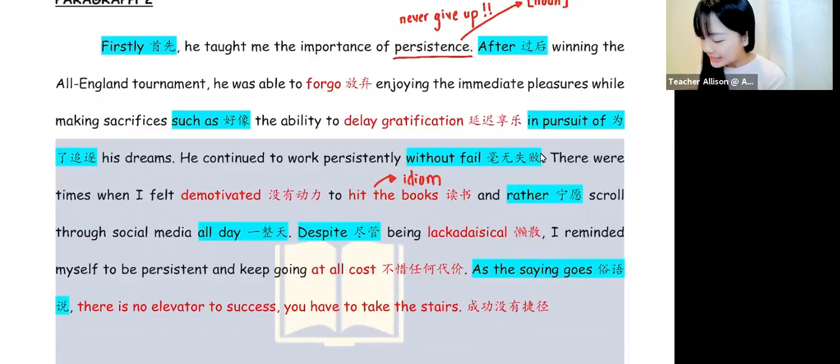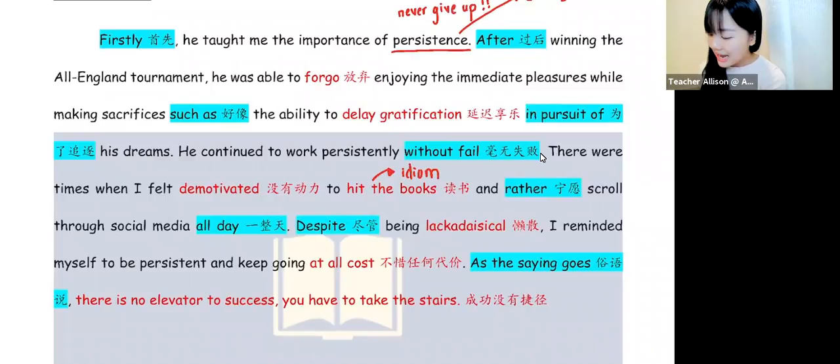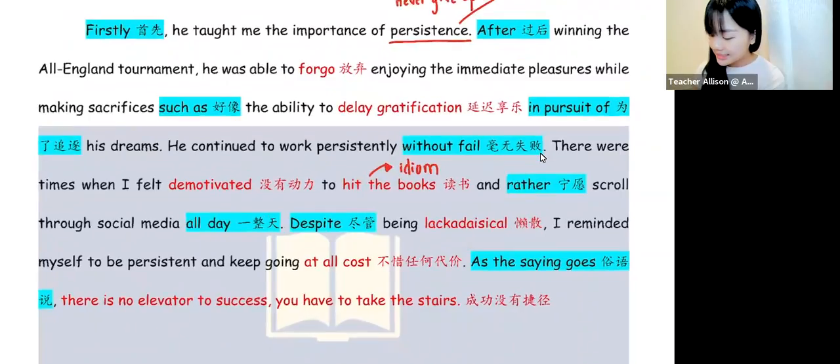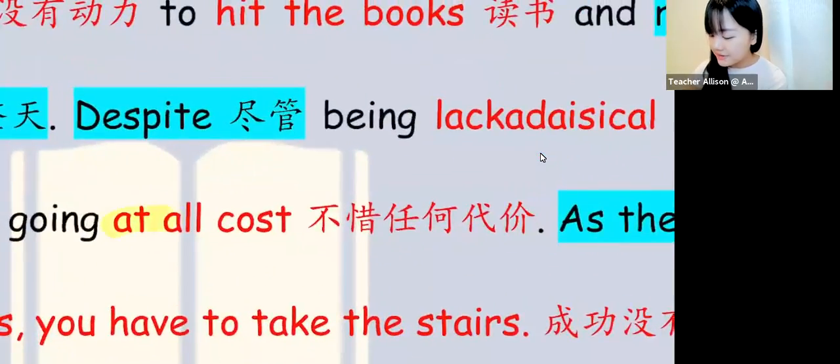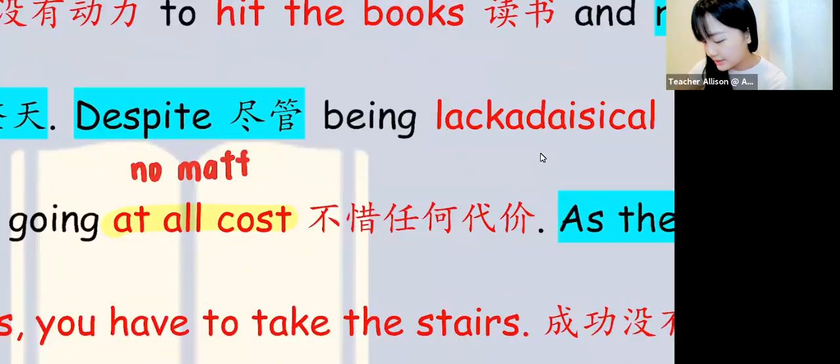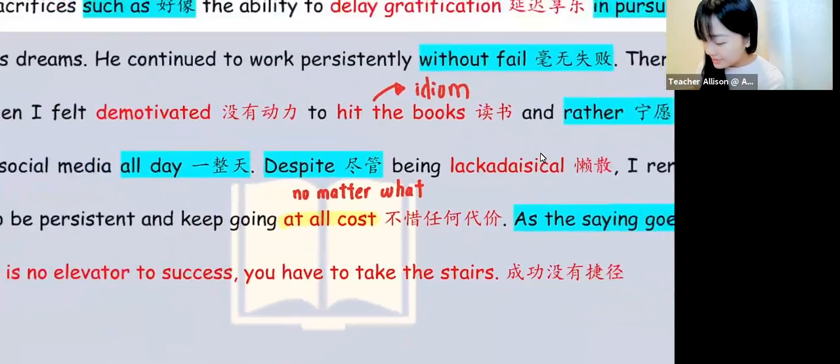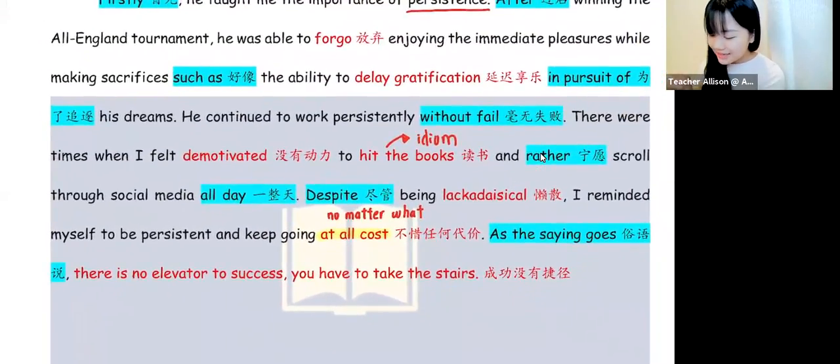We give an example: despite being lackadaisical, I reminded myself to be persistent and keep going at all costs. So guys, the meaning of at all costs is a very, very common phrase, I would say. At all costs basically means no matter what, I will keep on working hard. No matter how lazy I am, I will keep working hard, no matter what. Because as the saying goes, there is no elevator to success. You have to take the stairs. This one is a proverb to remind ourselves that we must always be persistent, no matter what we do.